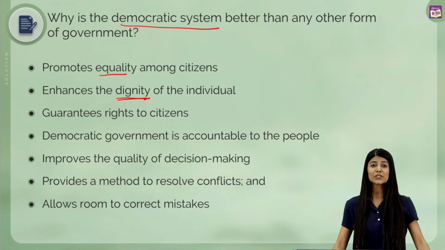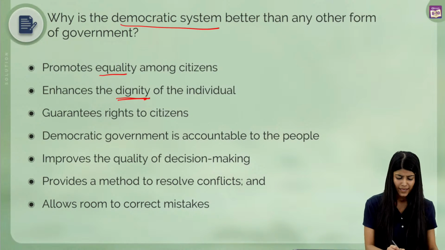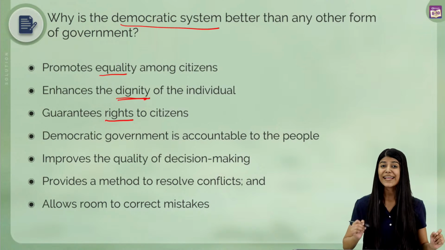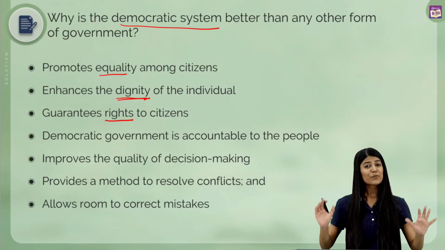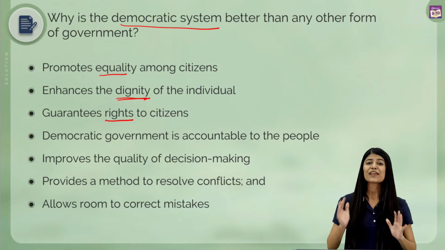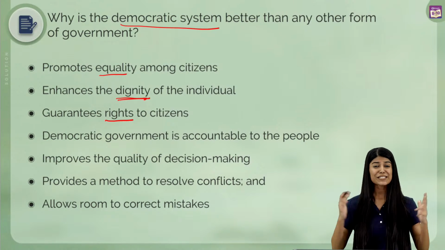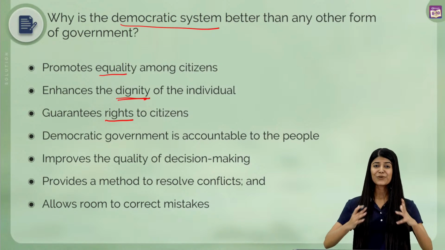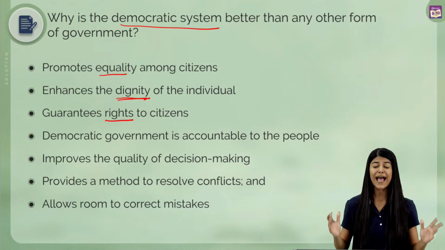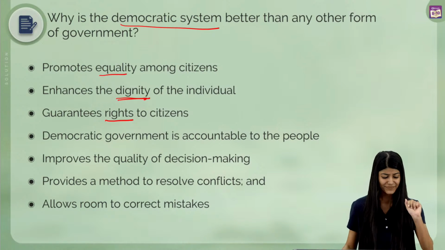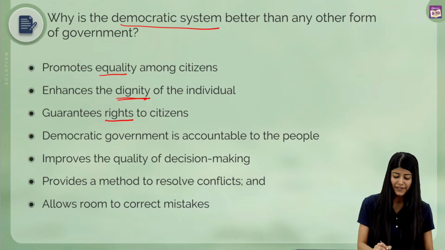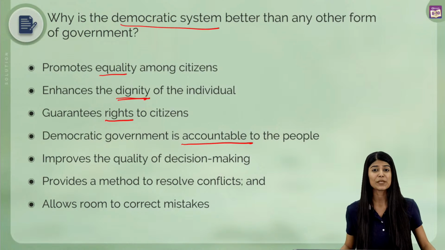Let's now move forward to the third point, which says it guarantees rights to citizens. Democracy ensures that each and every citizen has the right to speak freely, to express their views, to address the common issues and a lot more. Next, we have: the democratic government is accountable to the people.